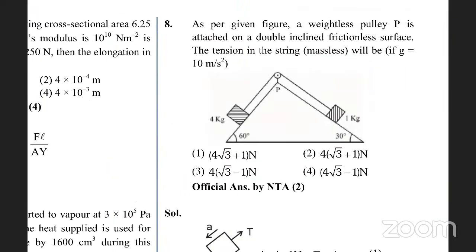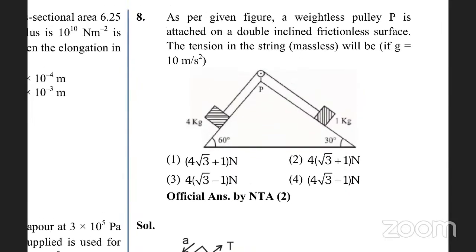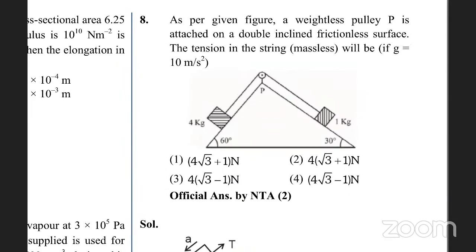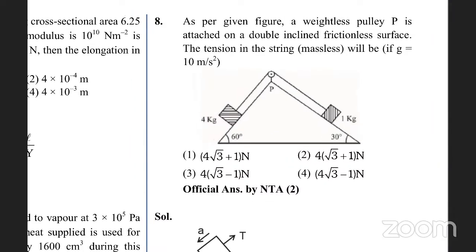Let us go to the eighth problem. So here is also a very standard question in Newton's laws of motion. As per the given diagram, a weightless pulley P is attached on a double inclined frictionless surface, and you have to find out the tension in the string. Naturally, this type of problem can be solved by applying Newton's second law.